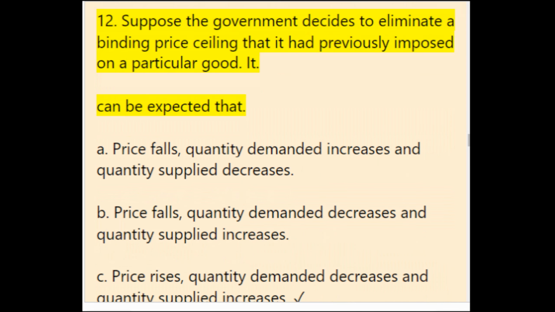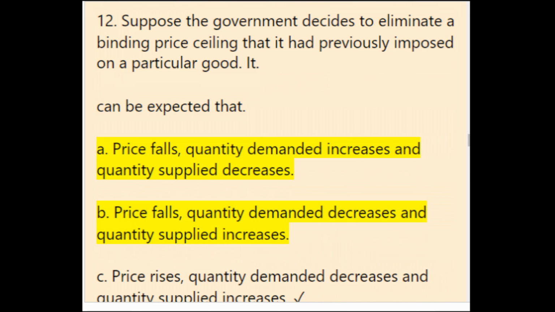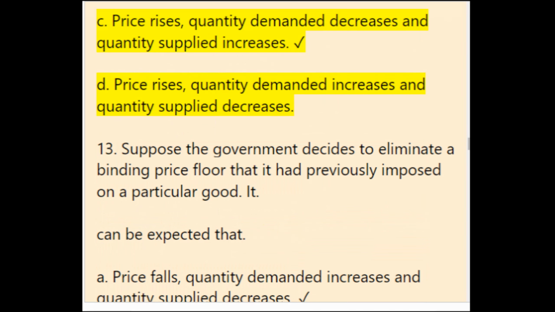12. Suppose the government decides to eliminate a binding price ceiling that it had previously imposed on a particular good. It can be expected that: A. Price falls, quantity demanded increases and quantity supplied decreases. B. Price falls, quantity demanded decreases and quantity supplied increases. C. Price rises, quantity demanded decreases and quantity supplied increases. D. Price rises, quantity demanded increases and quantity supplied decreases.